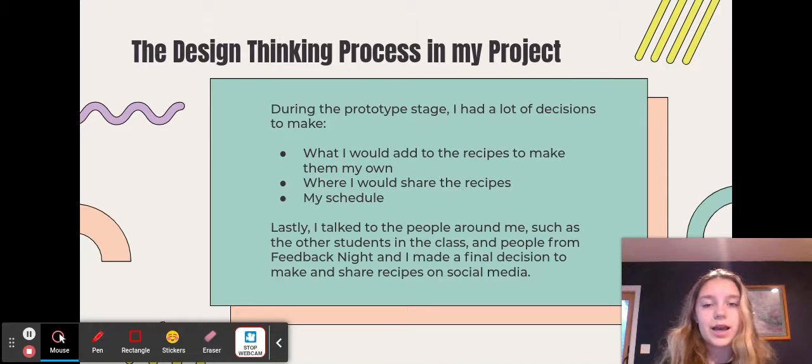Lastly, I have test. In this step, I needed to talk to the people around me that I was making my project for, the users, which in this case was everyone. I was able to talk to other students in the academy, the teachers of the academy, and people outside of the academy about my project, especially during feedback night. I was also able to ask questions and ask for opinions and new ideas. From this step, I learned more about the users from the feedback I got, and I was able to use it to make my project better.